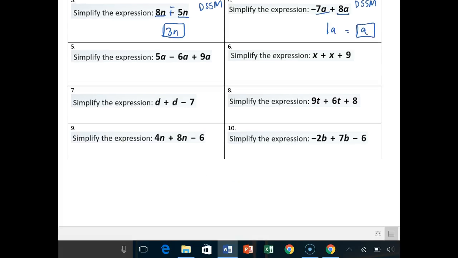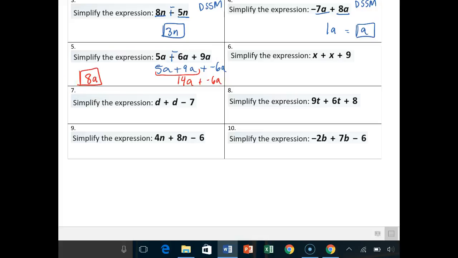Number 5, we have 5a minus 6a plus 9a, so we say plus negative. If you'd like, you could add the positives and then do the negatives, so you could rewrite this as 5a plus 9a plus negative 6a using the commutative property. These are all like terms, but these guys right here give me 14a plus negative 6a, and then I have a DSSM, so I need 14 minus 6, which is 8. 8a because I had more positives.